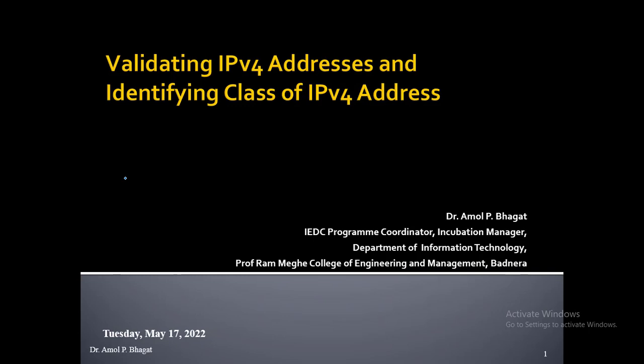As well as from the entered address, if it is a valid IPv4 address, then our Python code will identify to which class that particular address belongs, whether it belongs to class A, B, or C, right? And finally, we'll separate out the network address and the host address or the node address from the given IPv4 address, IP version 4 address.